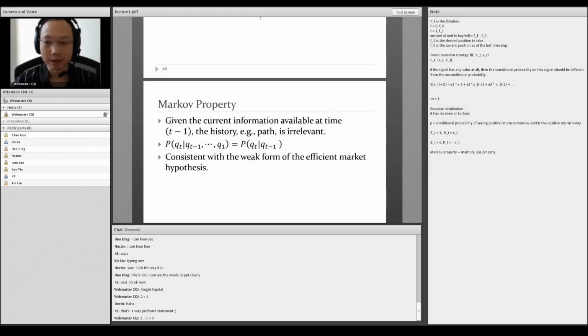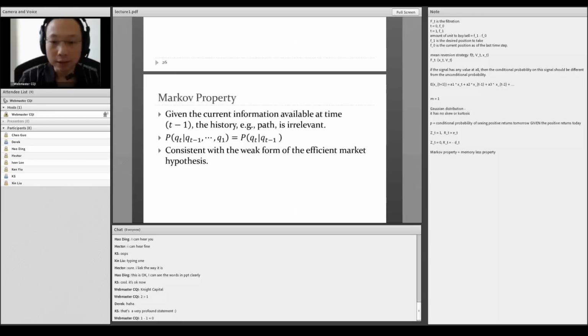Now this is consistent with the weak form of the efficient market hypothesis. By the way, anybody know what the efficient market hypothesis means? There are three forms of it. The weak form is that you cannot make money off the historical prices.